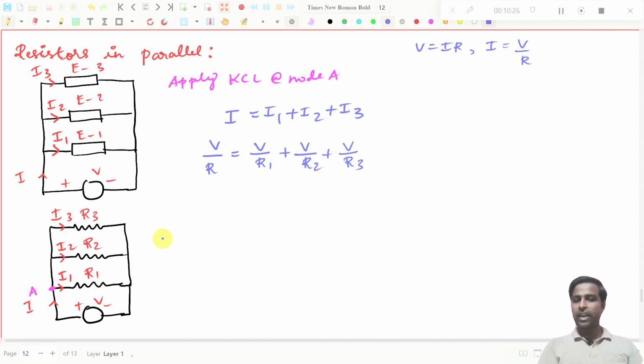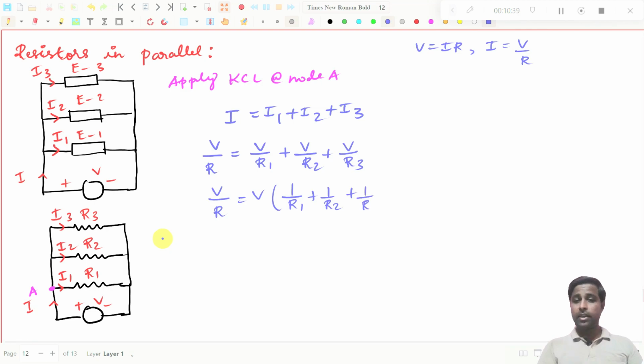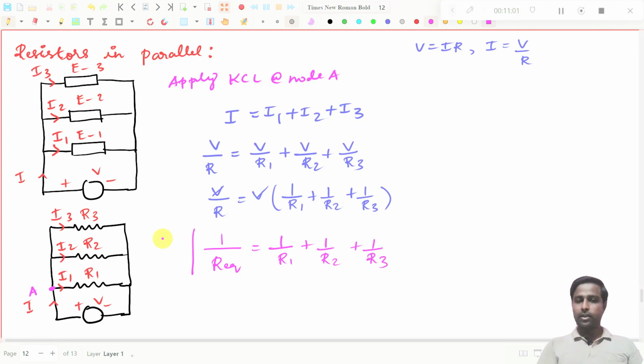If you take this V commonly outside, this will be V times (1 by R1 plus 1 by R2 plus 1 by R3), right? So now you can cancel these two. Finally, what I can write is, this 1 by R is nothing but the equivalent resistor, the total resistor. 1 by R equivalent is equal to 1 by R1 plus 1 by R2 plus 1 by R3. So this is the final answer.